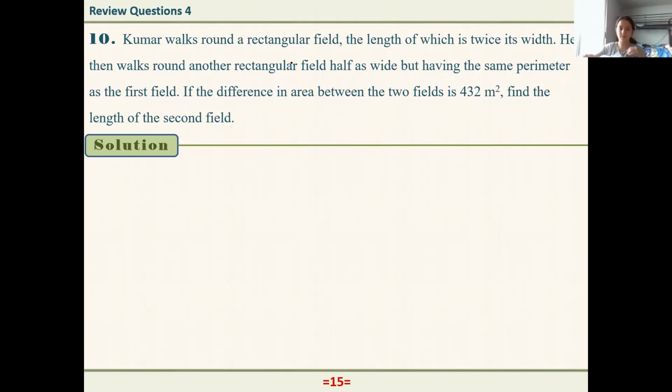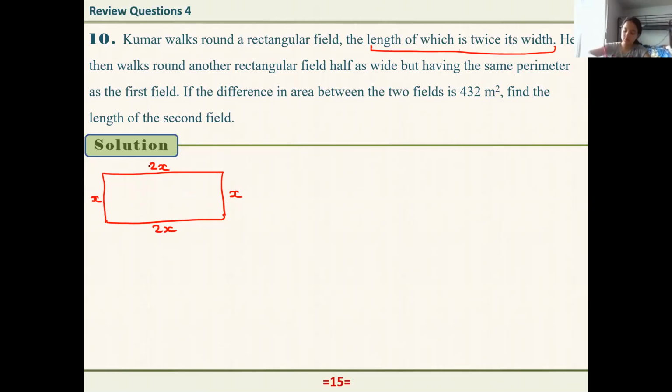So Kumar walks around a rectangular field, the length of which is twice its width, right? All right. So the first one is we're talking about a rectangle, right? He's just walking around this, and it says that the length is twice its width. Do we know its width? We don't know, right? So let's say its width is x meters, and also this one is x meters. And the question is saying that the length is twice its width. So its length must be 2x. Also, it must be 2x. So Kumar is walking around this rectangular field.